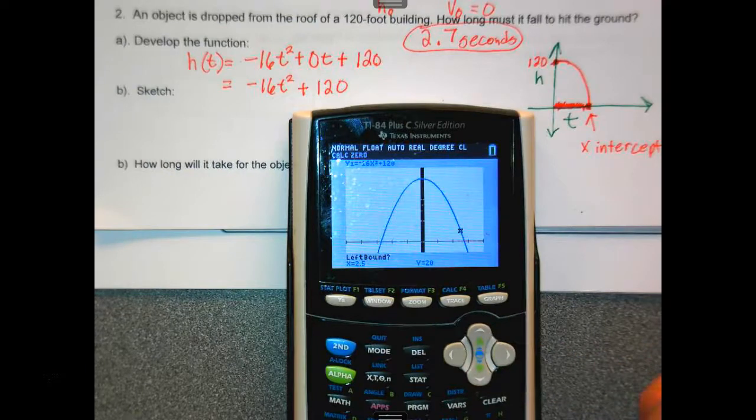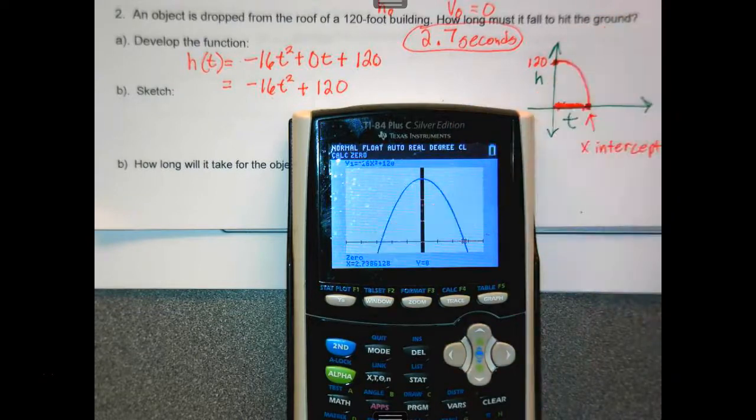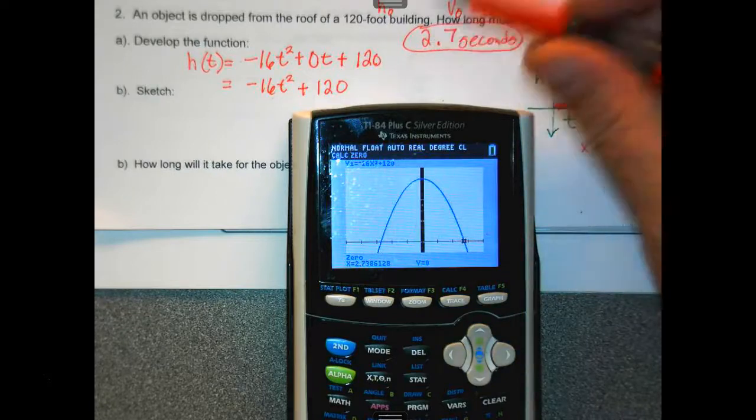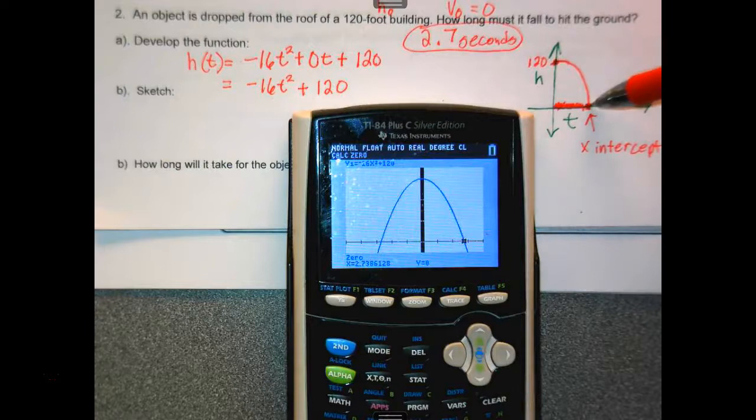Left bound, enter. Then right bound, I got to get to the right of that intercept, or below on the other side of the axis. Hit enter, then hit enter again, and it is found to be that distance on the t-axis to be 2.74. Well, lo and behold, that is our time axis. So it took 2.7 seconds for this object to hit the ground. Easy peasy, right?